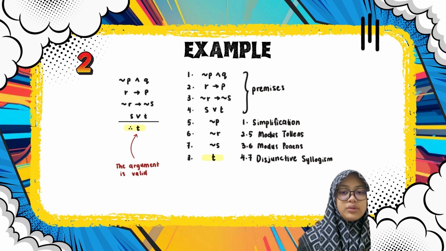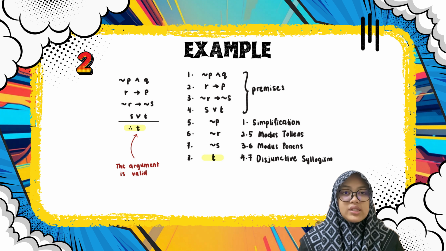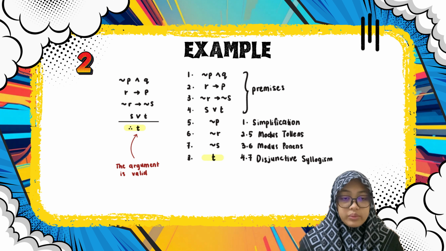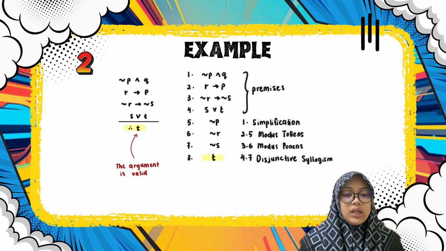So for example 2, we have negation P and Q, R implies P, negation R implies negation S or T, and the conclusion is T. So first we will have to write all the premises, and from number 1 we will be using simplification and we will get negation P. And from number 2 and 5 we will be using modus tollens and we got negation R.